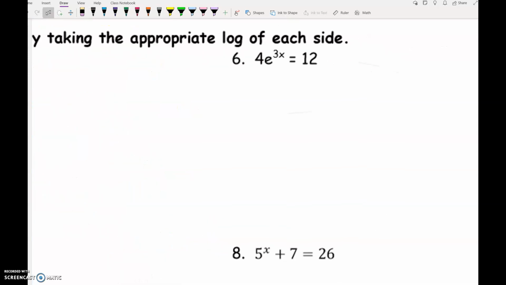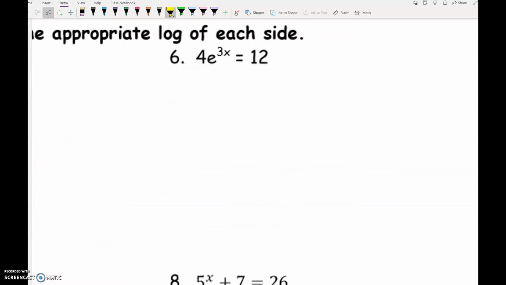In number 6, the thing that we are raising to the exponent is the e. So we want to get that e by itself. How do we get rid of the 4 that's in front of the e? Divide. So we have e to the 3x equals 3.